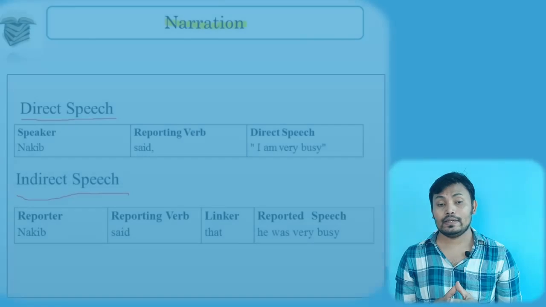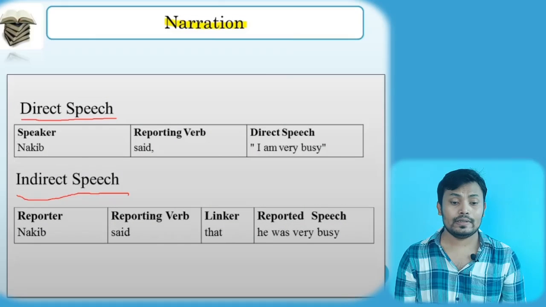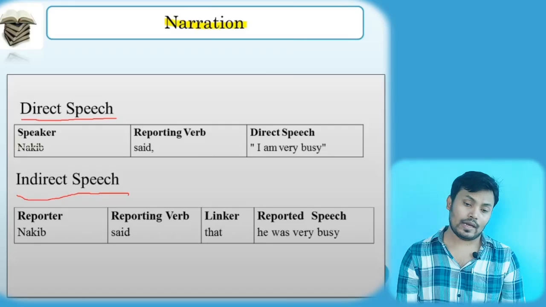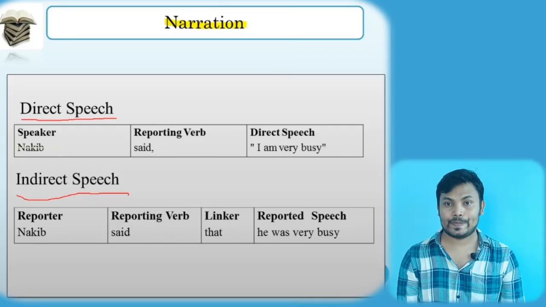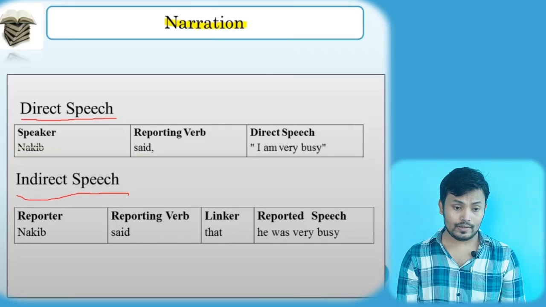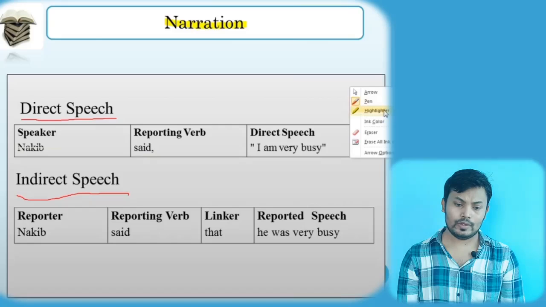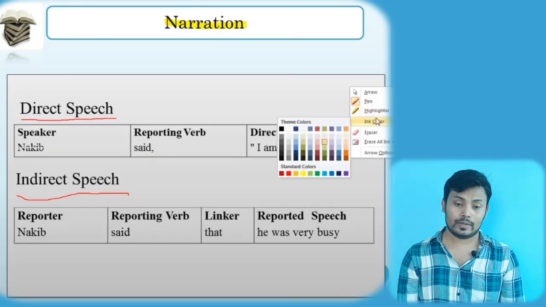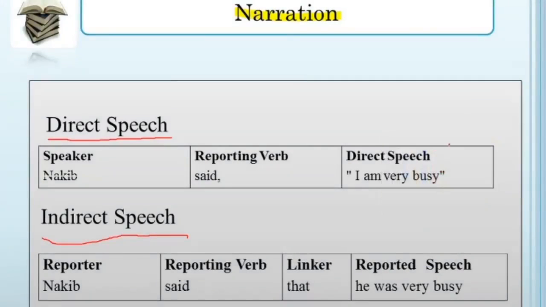Here we see Nakib said, I am very busy. Here we find the direct speech is I am very busy. So here these words are actually uttered by Nakib and we have used the actual words.